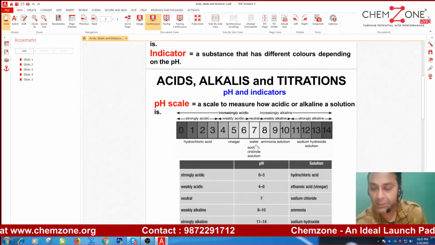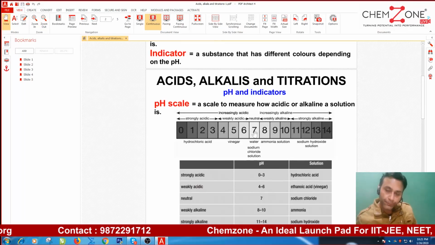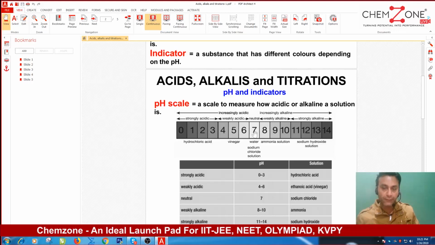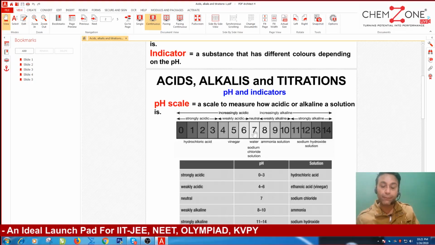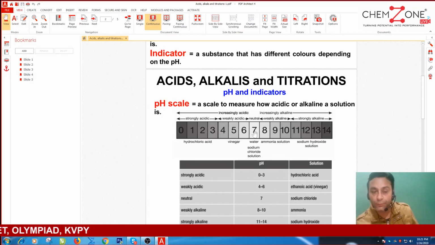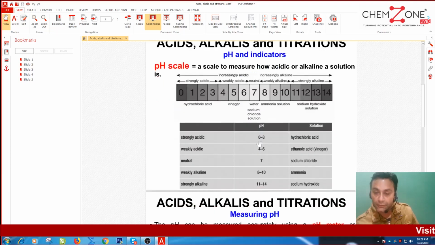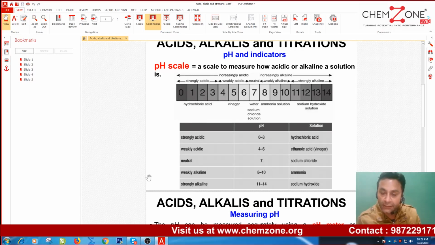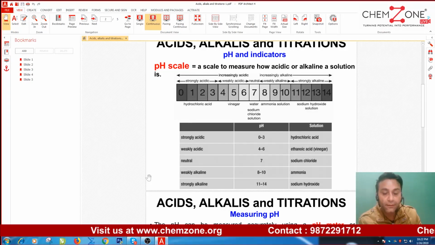Now, I told you pH equal to 7 means neutral. pH more than 7 will be basic, alkaline, and pH less than 7 will be acidic. Greater the value above 7, the more basic, the more alkaline the nature, and the lesser the value below 7, the more acidic in nature, right? So different compounds have different pH values. You can see 0 to 3 is strongly acidic, 3 to 6 is weakly acidic, neutral is pH 7, and so on, right?